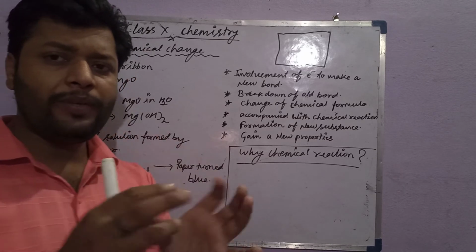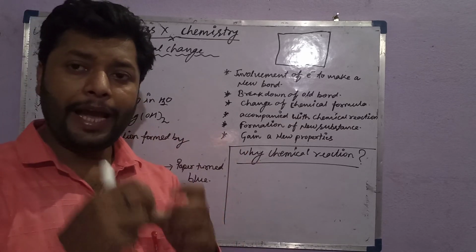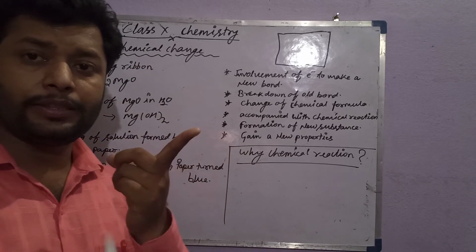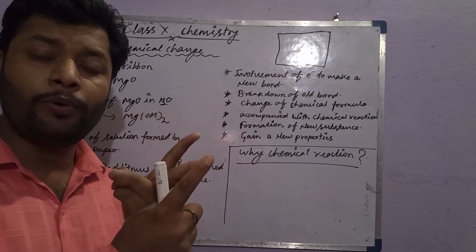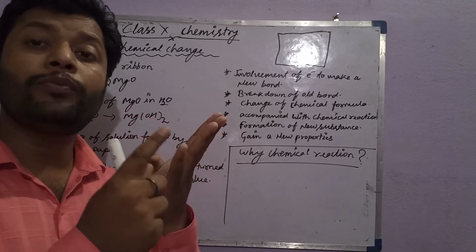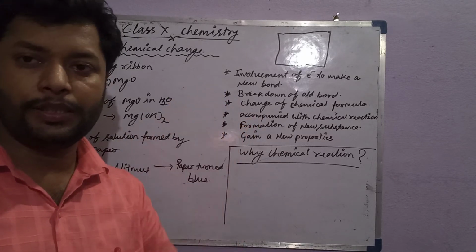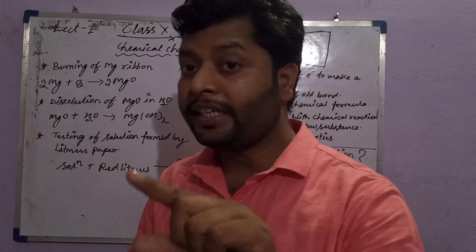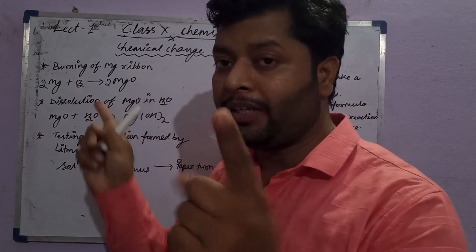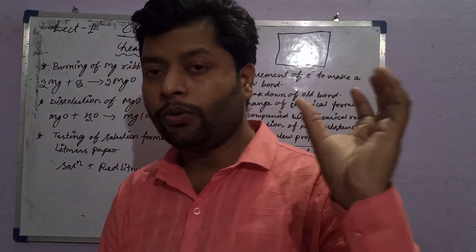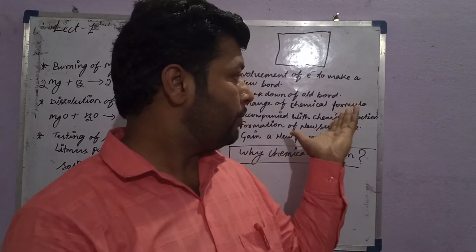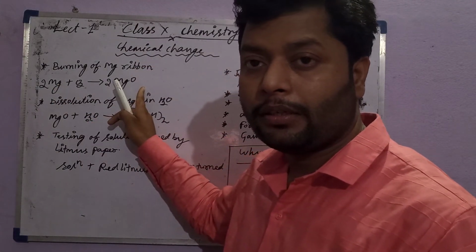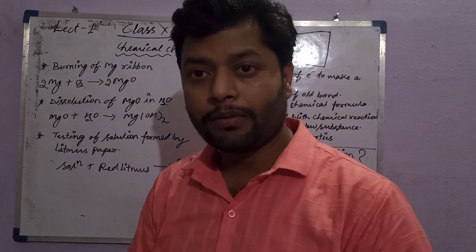So overall, if we summarize, chemical change is accompanied with chemical reactions, with breaking of old bonds to make a new bond, to make a new formula, to make new properties of the substance. From the example, the magnesium ribbon has a different formula, and magnesium oxide has a different formula. Magnesium and magnesium oxide both have different formulas.